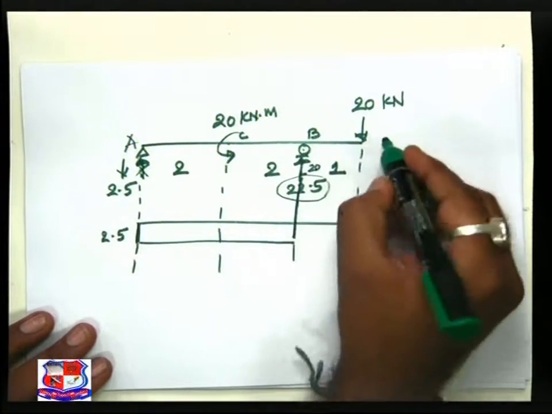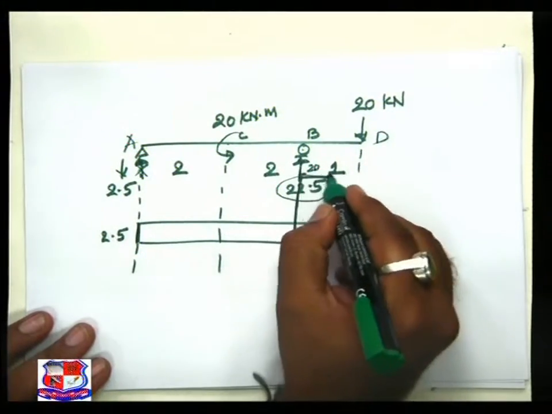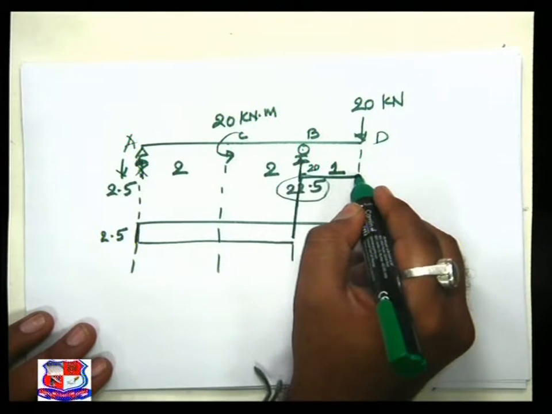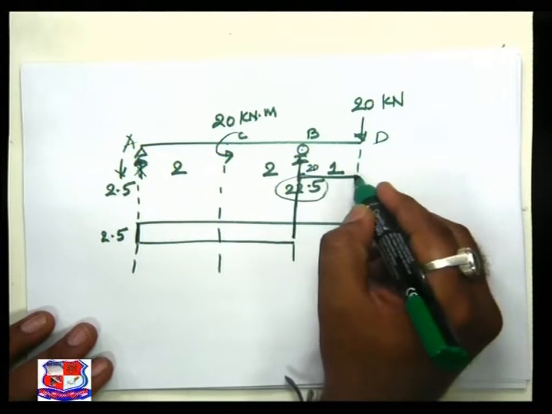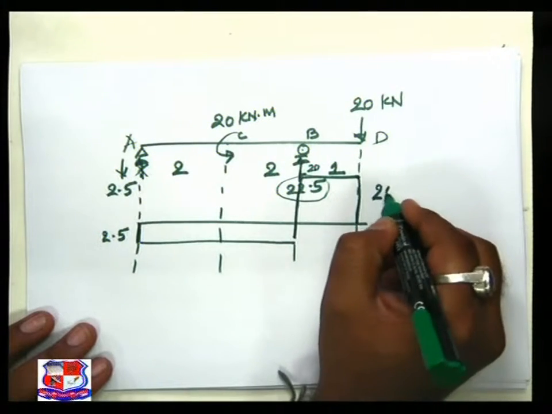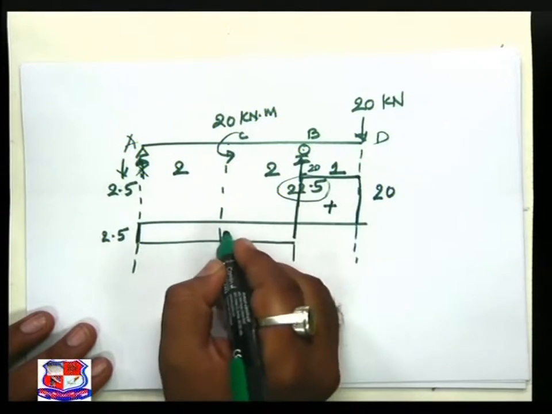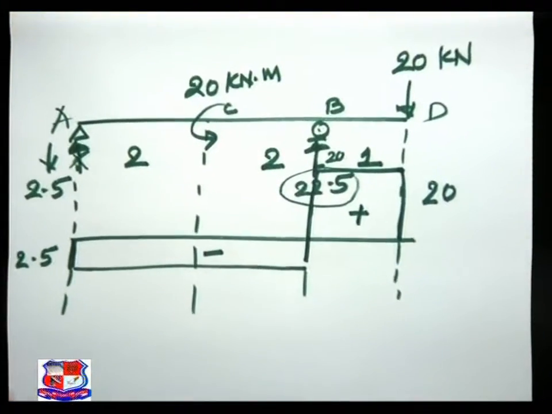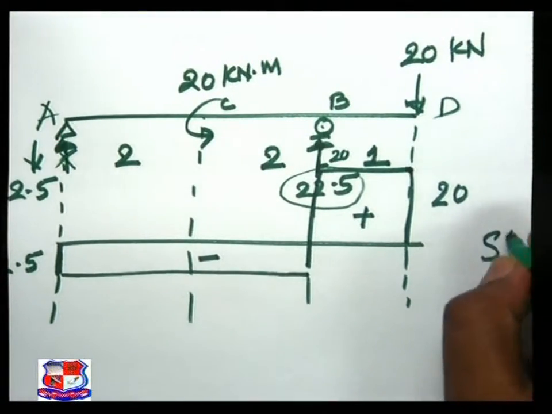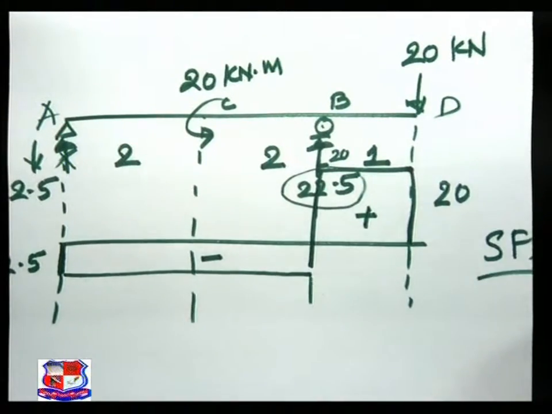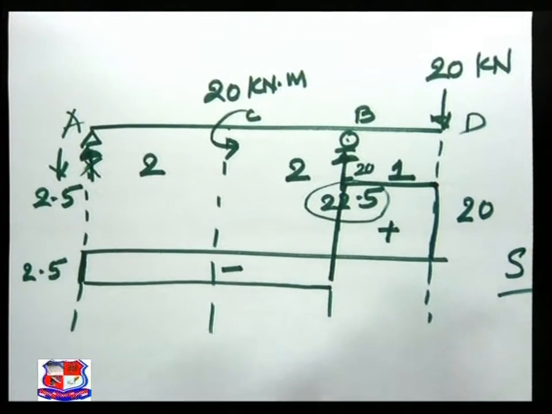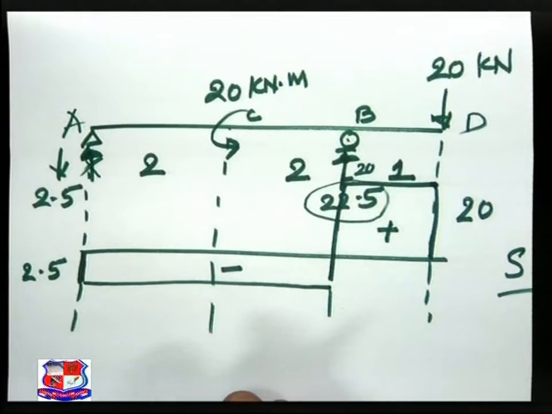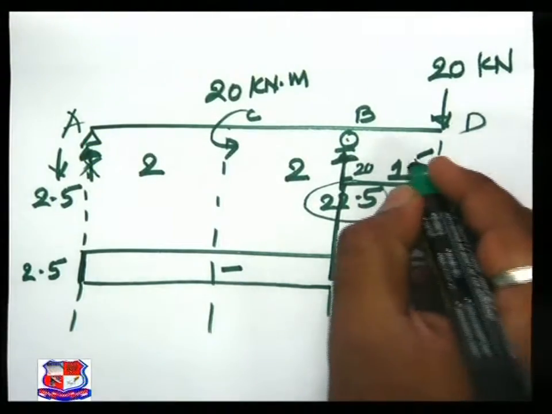And between B and D no load, it gives a constant straight line, and sudden change will be there over here, 20 minus 20. So this is my shear force diagram. Refer carefully. This is the shear force diagram. This distance is of 1.5.